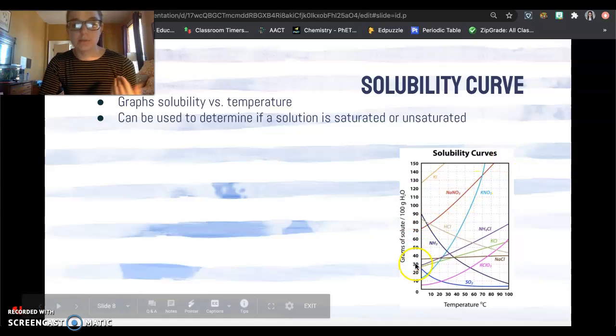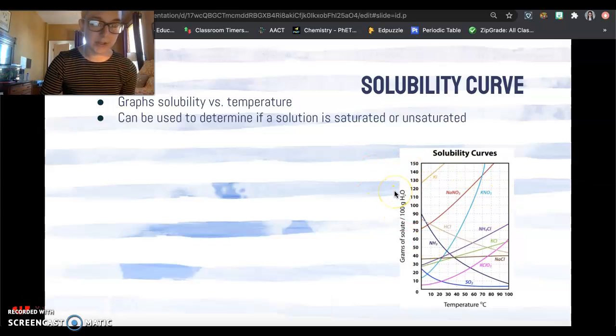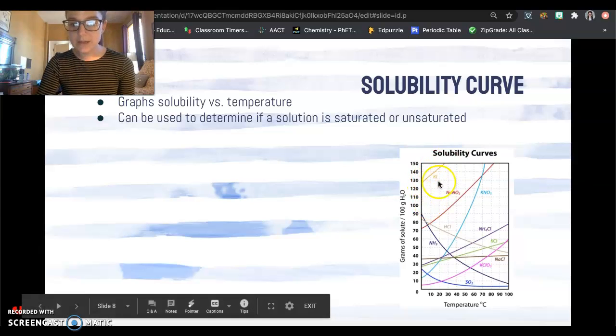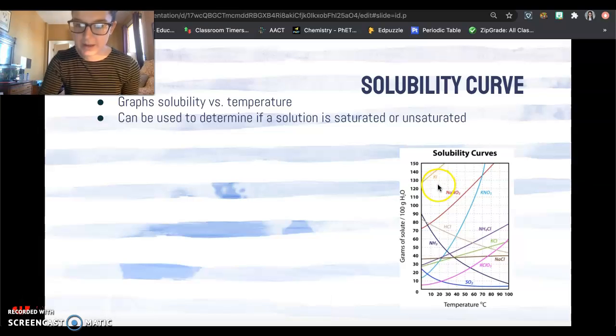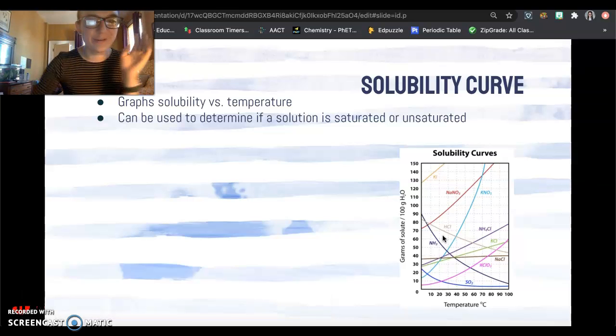Solubility curves show your solubility in grams of solute per 100 grams of solvent. In this case, it's in H2O, versus temperature. So again, solubility depends on temperature. So for salts, you can see that we have graphed the solubility of potassium iodide at 10 degrees Celsius, 20, 30, 40, and you form this curve. Some look more curvy than linear, some look more linear, but it's still called a curve.